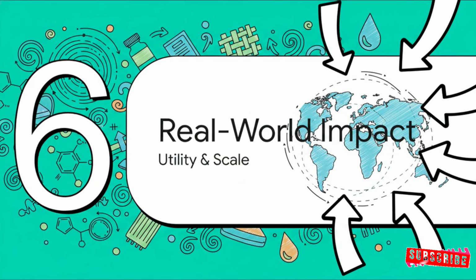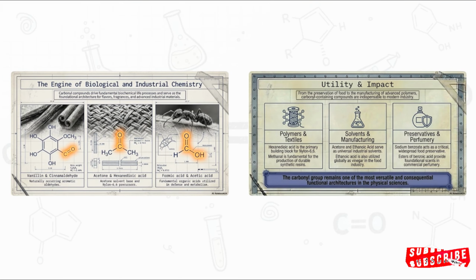Section 6. Real-world utility and impact. The exact same carbon-oxygen double bond that drives our textbook mechanisms is actually the foundation of modern industry. On the biological side, the aromatic aldehyde of vanilla gives us incredibly complex foundational flavors and scents. Industrially, acetone and hexandioic acid act as the critical precursors for producing nylon 6,6, a super durable synthetic polymer used in textiles worldwide. Meanwhile, derivatives like sodium benzoate act as widespread food preservatives. The carbonyl group truly is an engine driving both biology and real-world manufacturing.